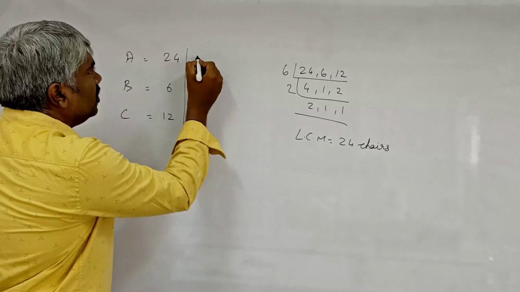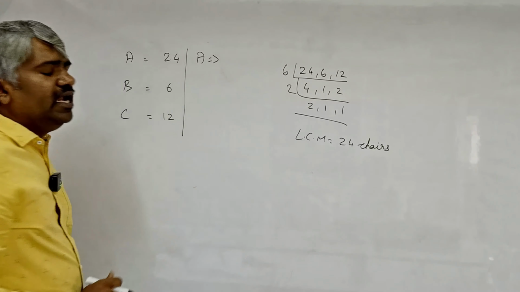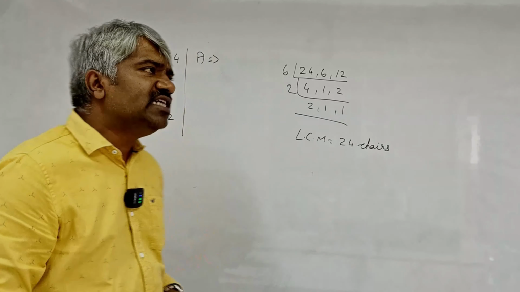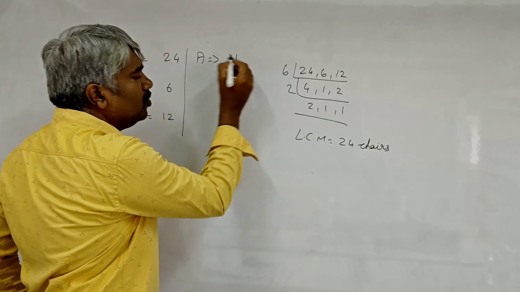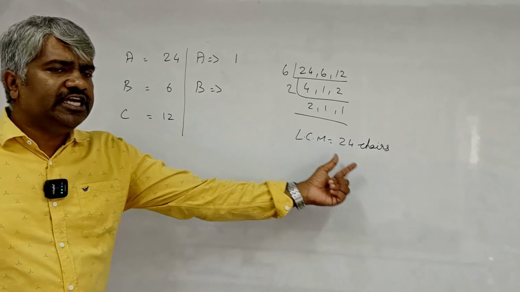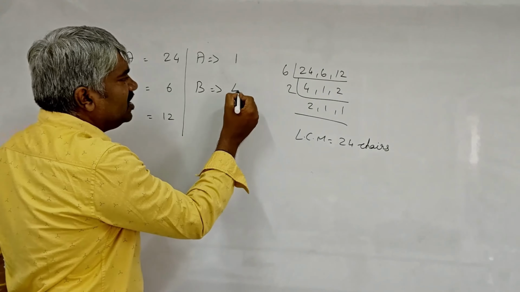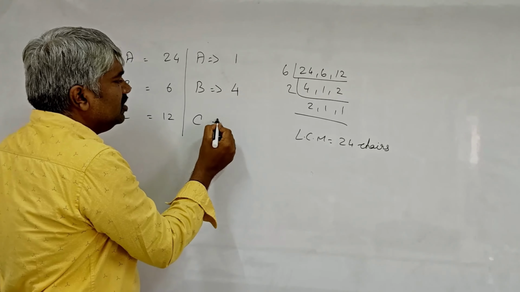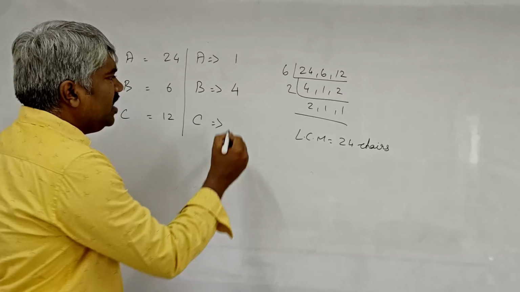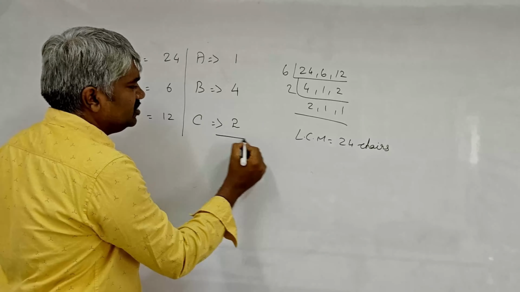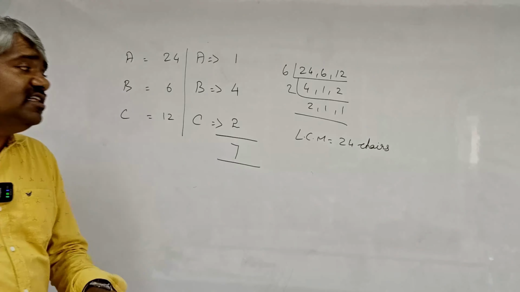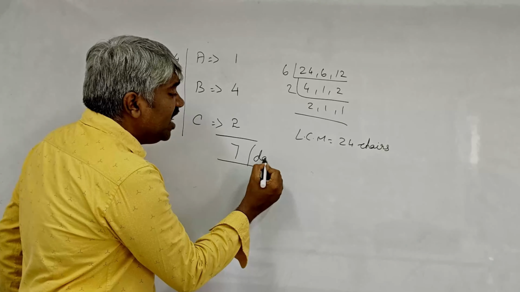Now we'll take person A. He takes 24 days to complete 24 chairs. So how many chairs will he manufacture in one day? One. Person B completes 24 chairs in 6 days, so he manufactures 4 chairs. In case of C, in 12 days, he is manufacturing 24 chairs. In one day, he will manufacture 2 chairs. When all the 3 work together, they manufacture 7 chairs in one day.